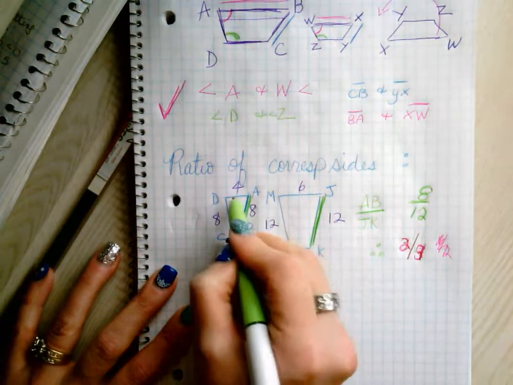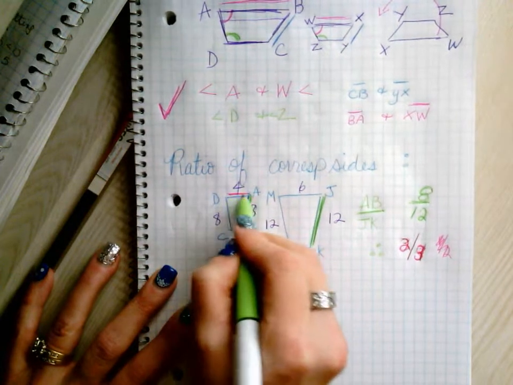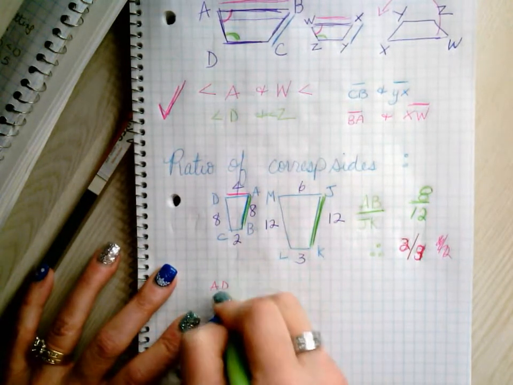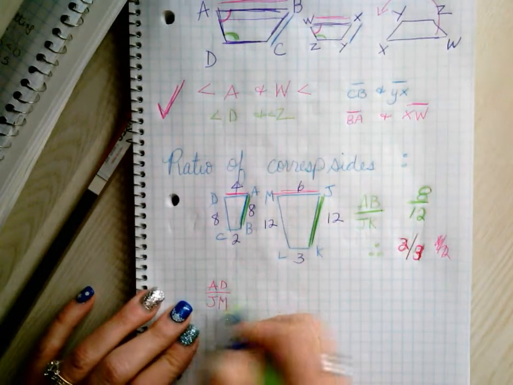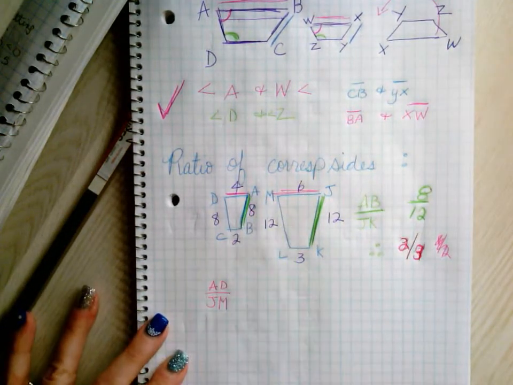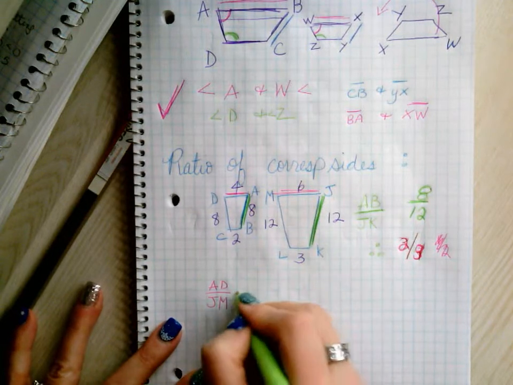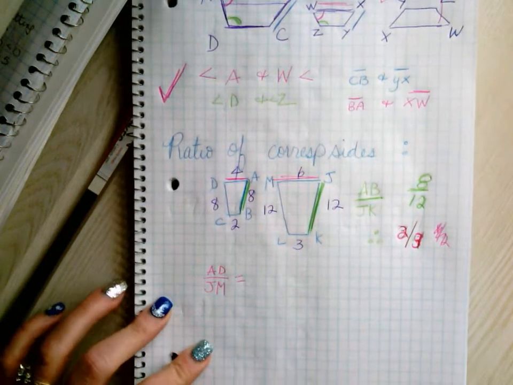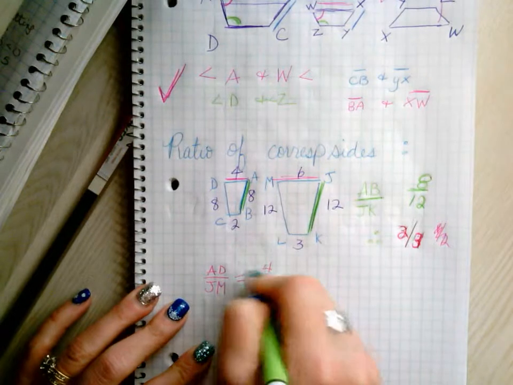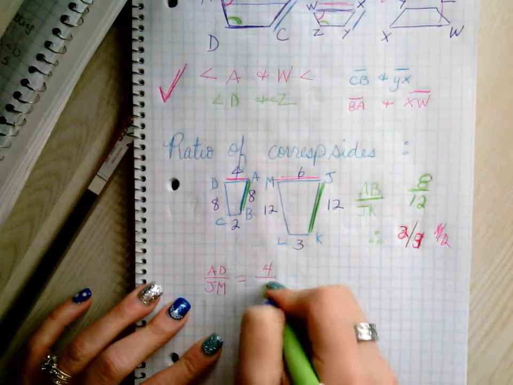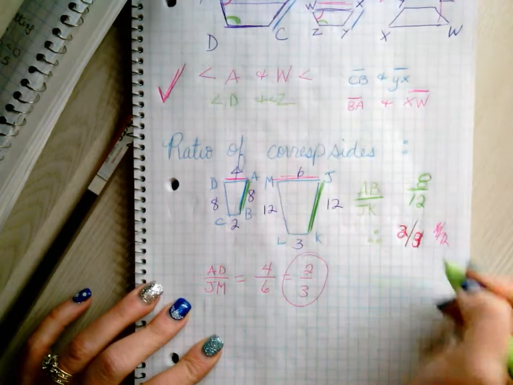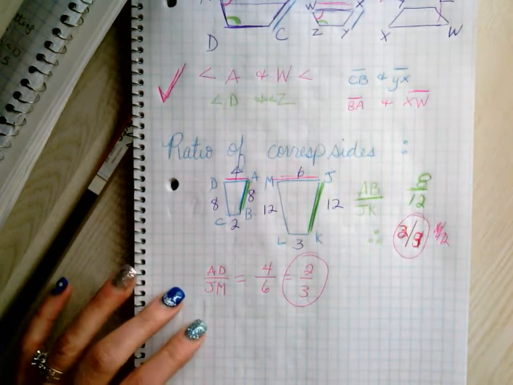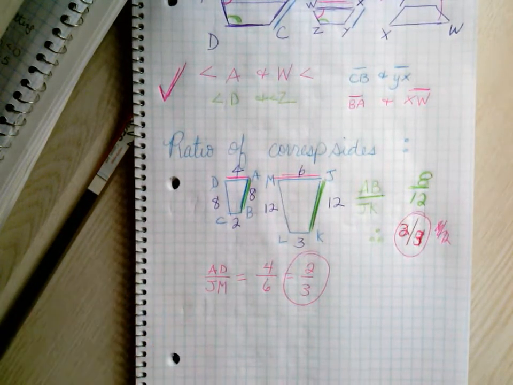What if I did a different set of sides? What if I did AD over JM? You don't have to choose what I chose. What if you did AD over JM? What's the measurement of AD? 4. What's the measurement of JM? Tell me. What does that reduce to? 2/3. Is that the same as this? It sure is. Okay?